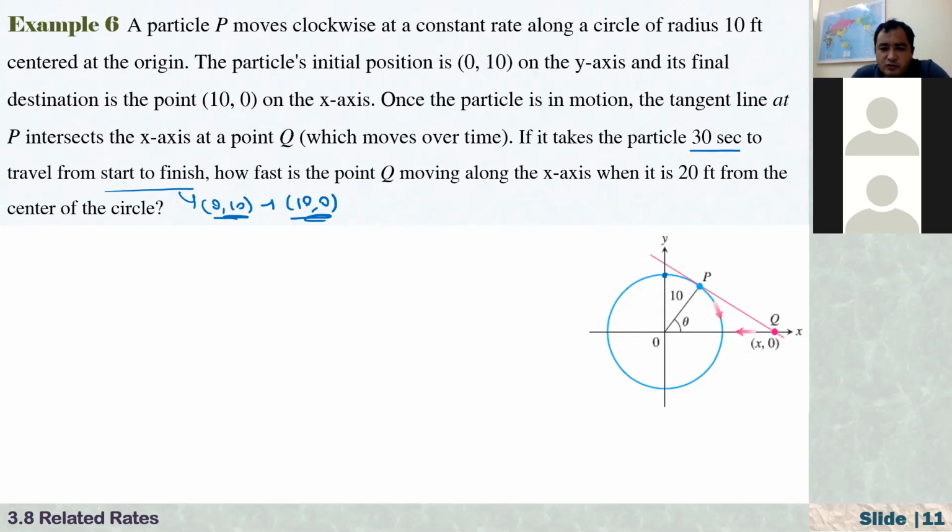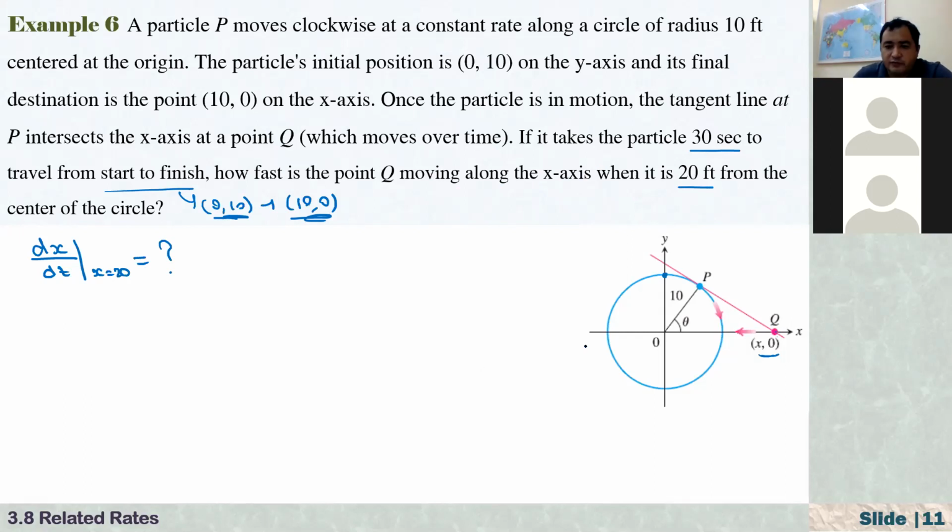How fast is the point Q moving along the x-axis when it is 20 feet from the center of the circle? Okay, so now again, that Q point, if I just denote this by x, that is x units away from this. So what is the question here? The question here is I need to find dx/dt, right? When it says Q moving along the x-axis when it is 20 feet from the center of the circle, that means that when x equals 20 feet, we need to find the rate of change of this x with respect to time t. Okay, that's the question.